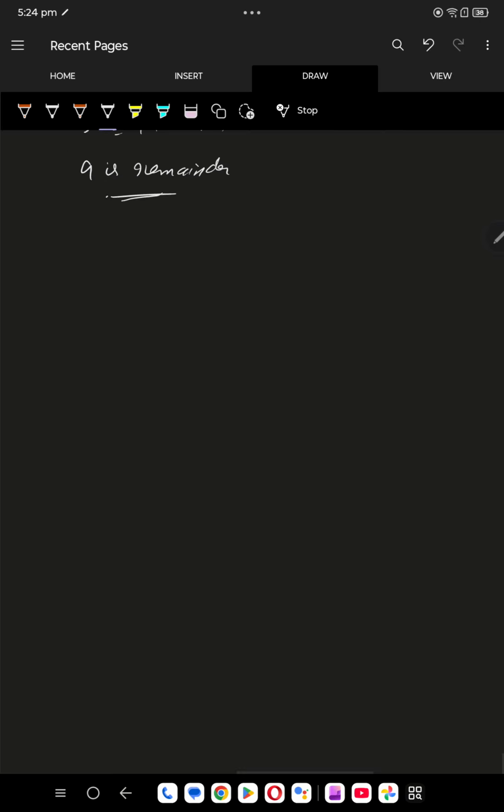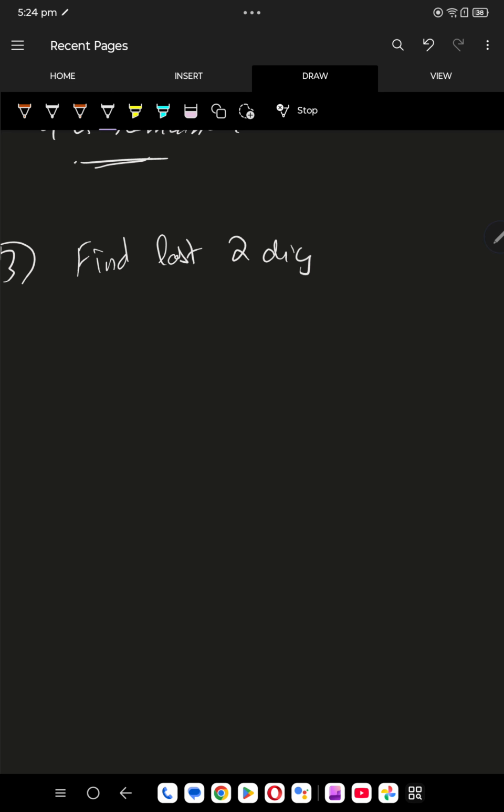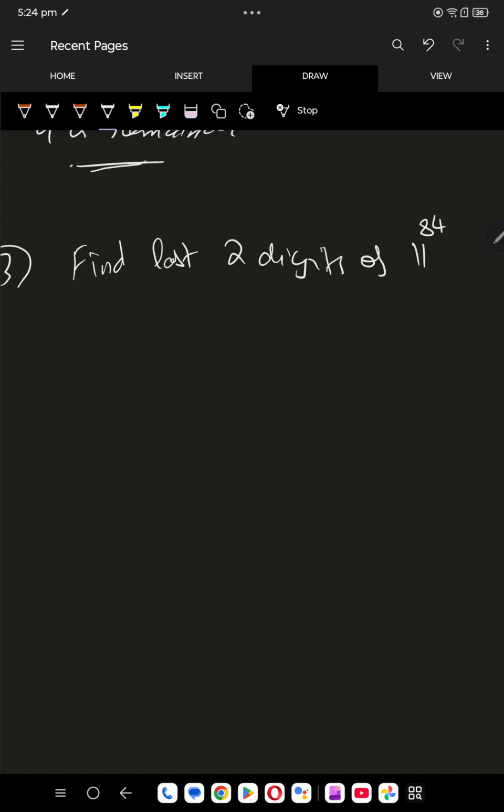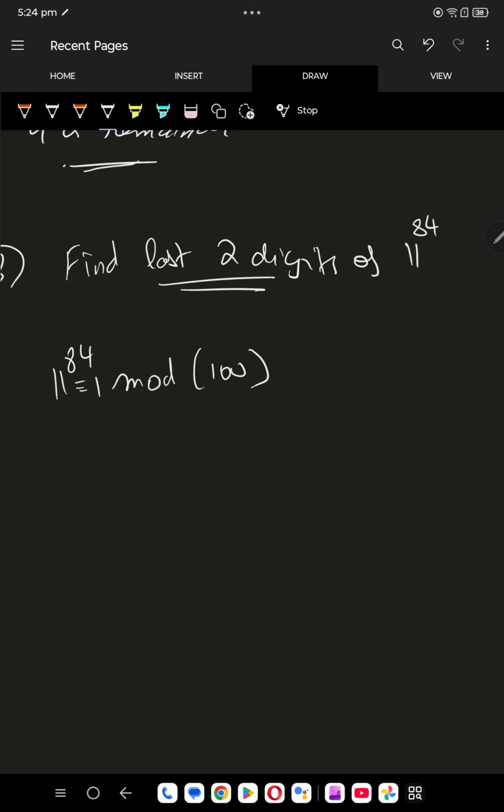The next question goes like, find the last 2 digits of 11 power 84. So 11 power 84, the last 2 digits means what? 11 power 84 mod 100. 11 power 84 is congruent to 1 mod 100. This is how we are going to write it.